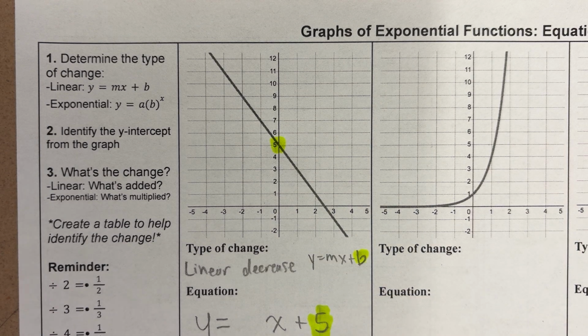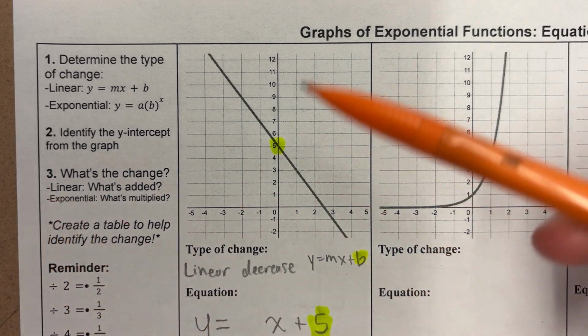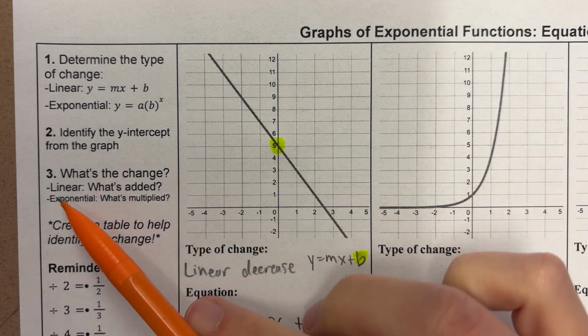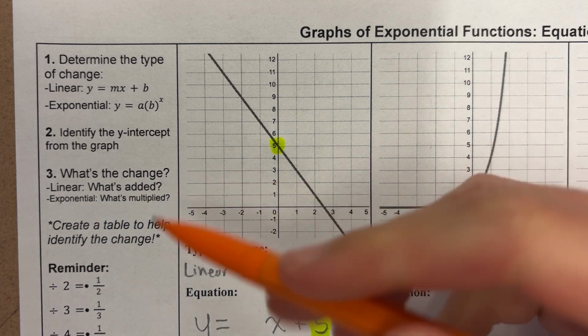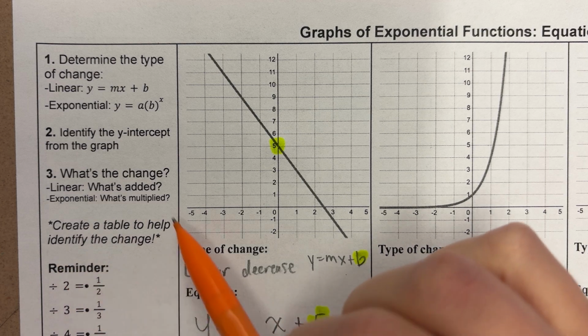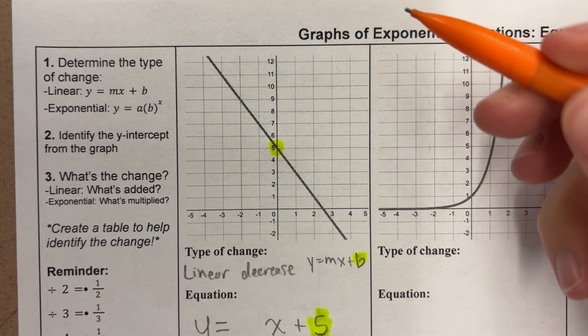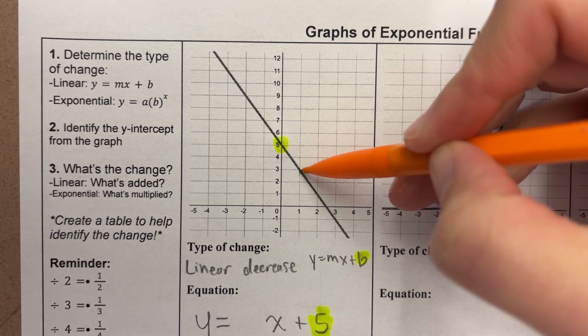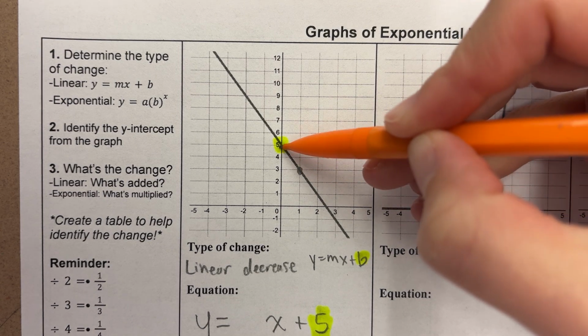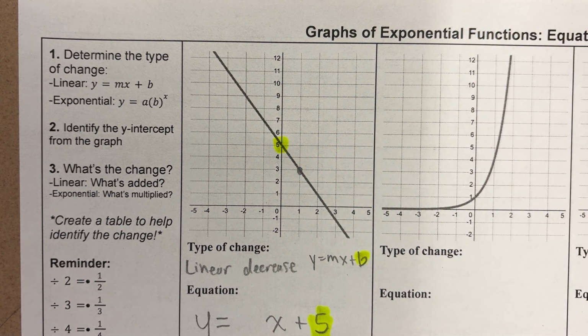That's the easy part. Okay, now the next piece is what's the change? What's the slope? Now if it's linear, I'm asking myself what's added. And if it's exponential, I'm asking myself what's multiplied. Now, here's a great strategy: create a table to help identify the change. Let me show you what I mean. You can just look, and hopefully maybe you even just remember from first semester, you could just look and say, oh, there's a point right here. What's this slope? And hopefully you can just look and see. Okay, but if you can't, look.